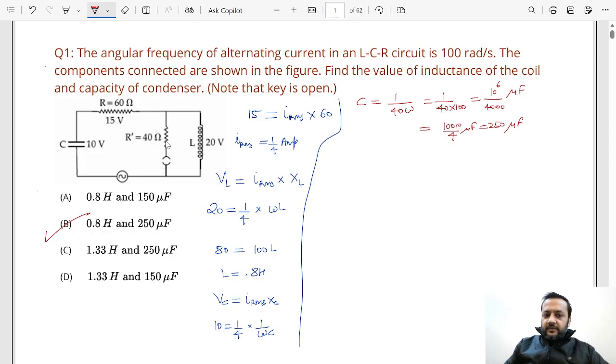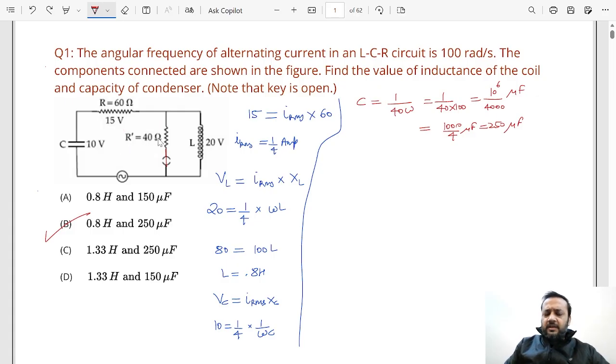Now understand that if we take this key to be closed, which of course it is not, but just suppose, then none of the options will match. In this case, this resistor and this inductor will be in parallel. There are two ways by which you can do this question: one is the vector method, and second you can use the complex number method also.